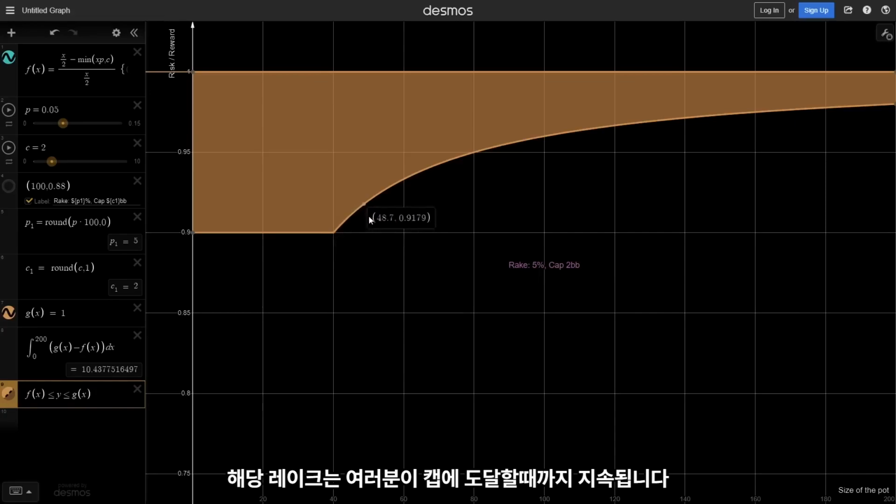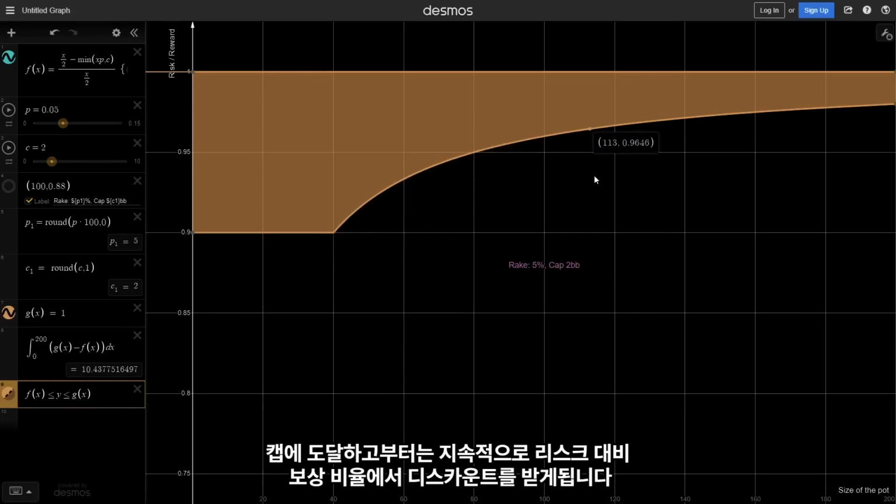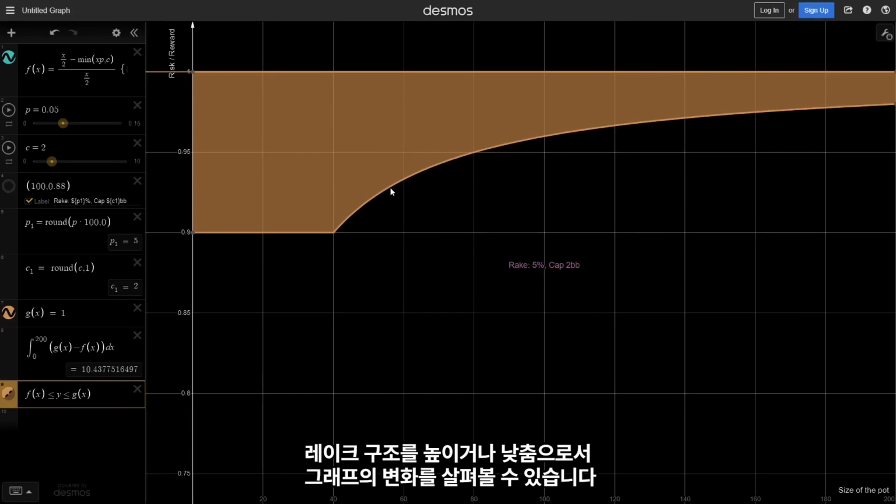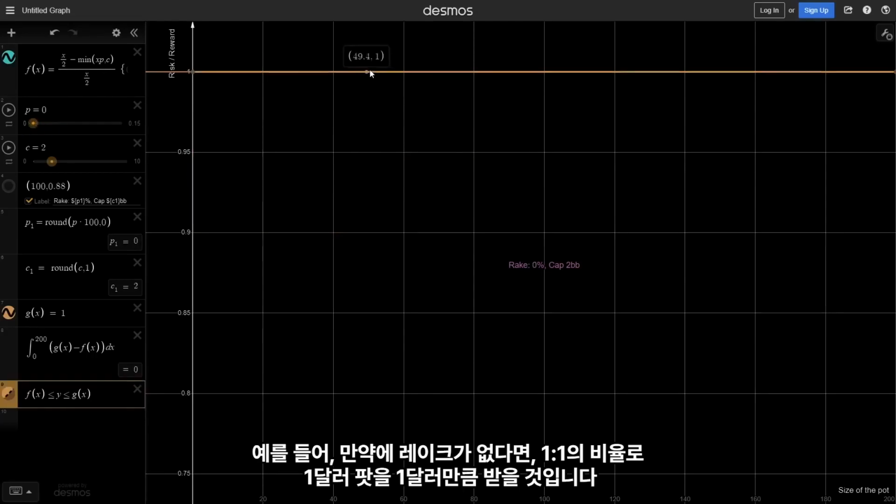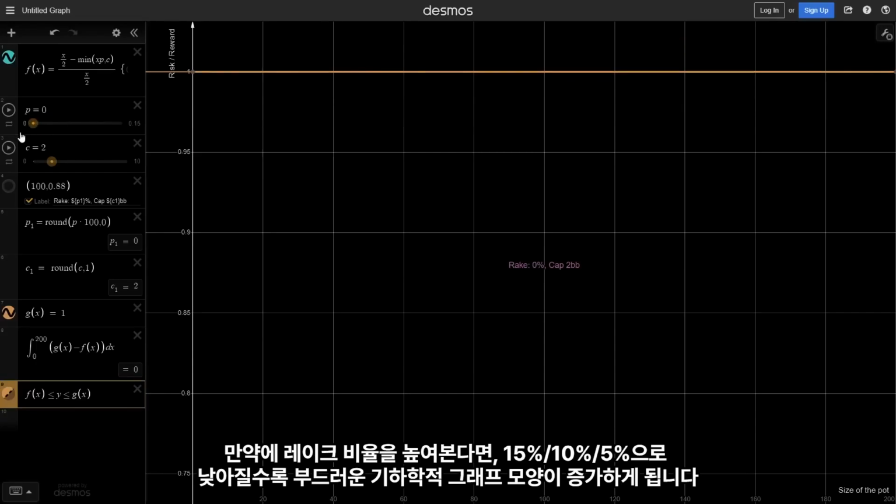And once you hit the cap, you can start getting a discount when it comes to the risk-reward ratio. But we can see how this changes as we increase or decrease the rake structure. For example, if there was no rake, you'd just get 1-to-1. You get $1 on $1. Chip EV, it's perfectly fair.